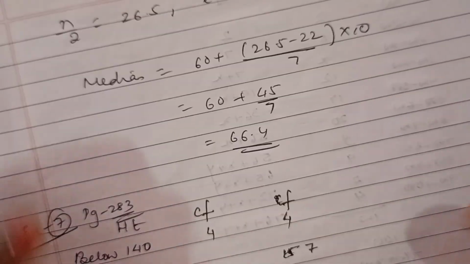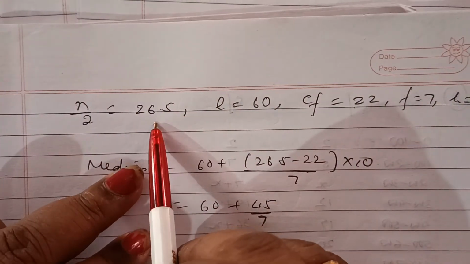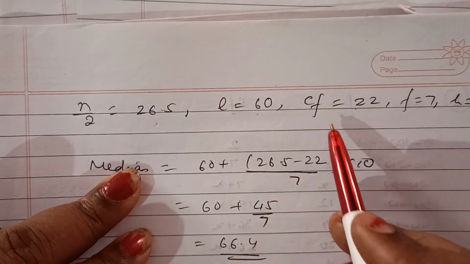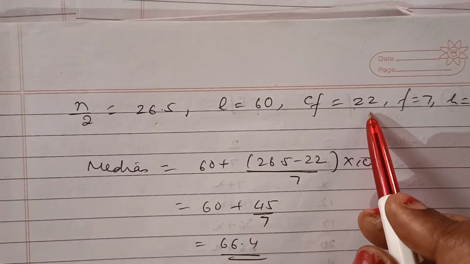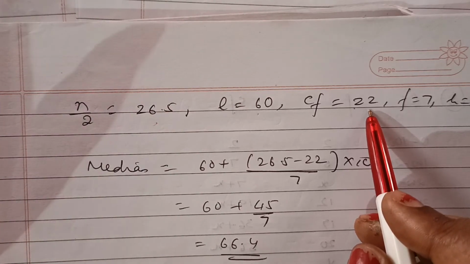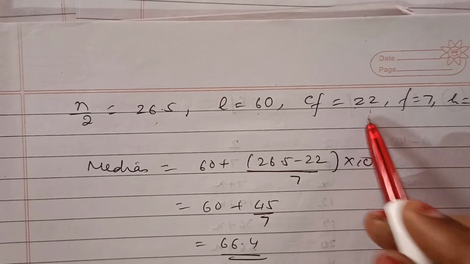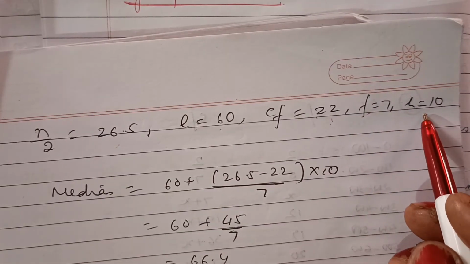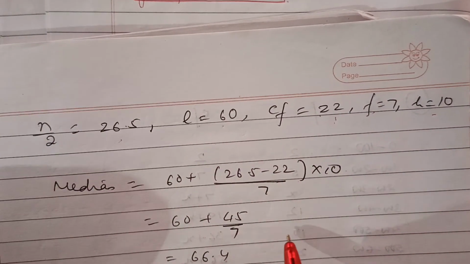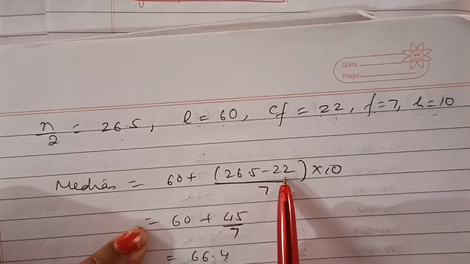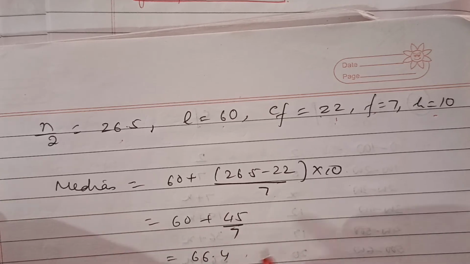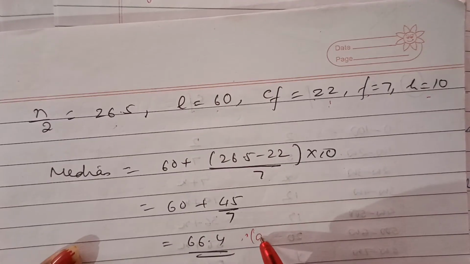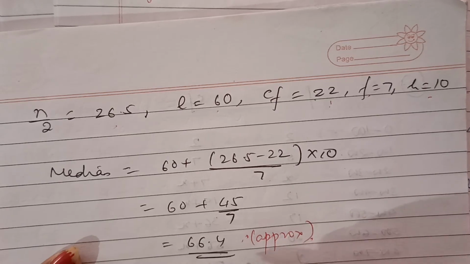So let us solve it. We have got n by 2 equal to 26.5, L equal to 60, CF equal to cumulative frequency. Now what is cumulative frequency here? Of the preceding median class. जो median class हम लोग लिए हैं उसके ठीक पहले वाला. ठीक है, that is 22, F is 7 and H is 10, that is class size. Put the values, you will get 60 plus (26.5 minus 22) by 7 into 10, that is 60 plus 45 by 7, that is equal to 66.4 approx. This is your approx value.